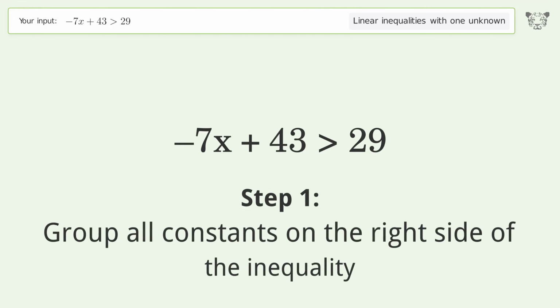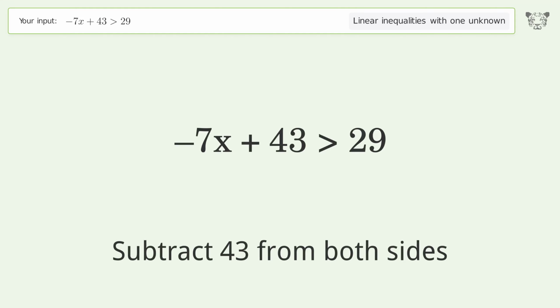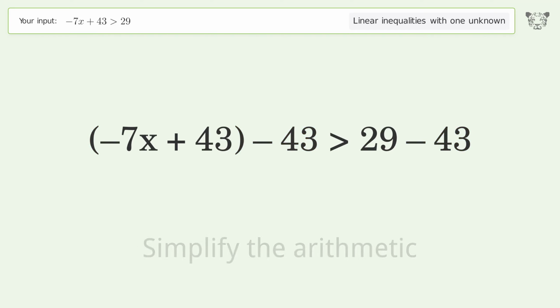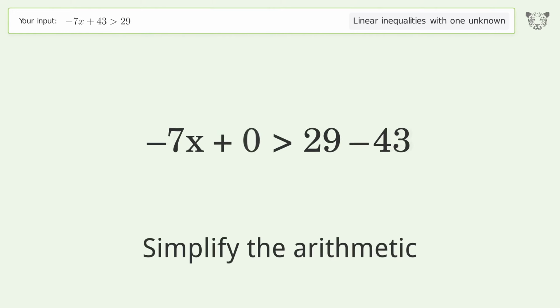Group all constants on the right side of the inequality. Subtract 43 from both sides. Simplify the arithmetic.